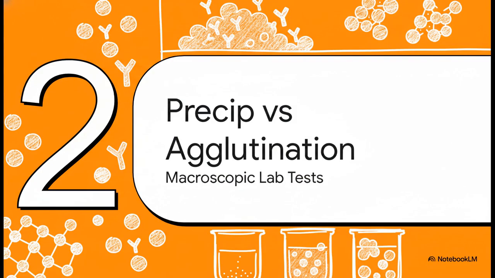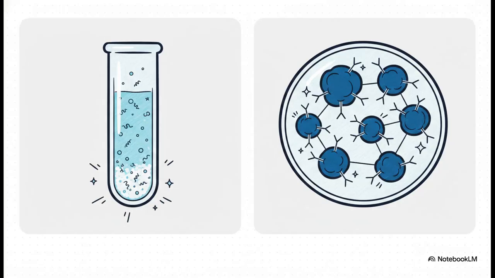Moving right along to Section 2, precipitation versus agglutination methods. This is a classic high-yield comparison for your exams and clinical rotations. Precipitation involves soluble antigens reacting with antibodies to form insoluble precipitate bands, or sometimes suspended floccules. Think of the VDRL or RPR tests used for diagnosing syphilis. Agglutination, on the other hand, involves particulate or completely insoluble antigens, forming distinct visible clumps.